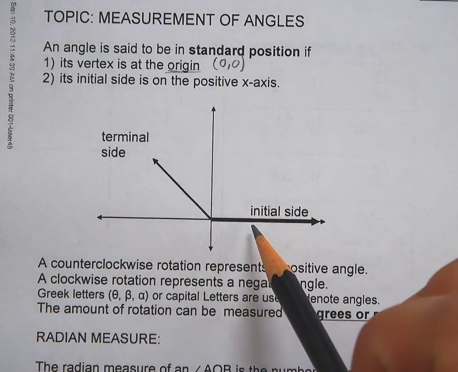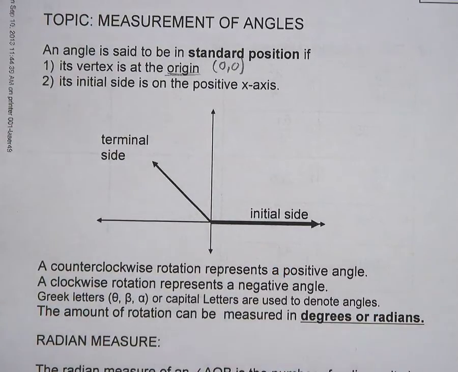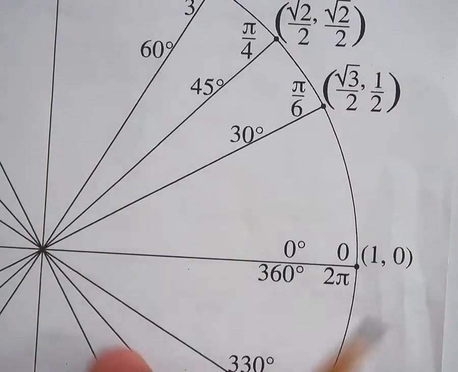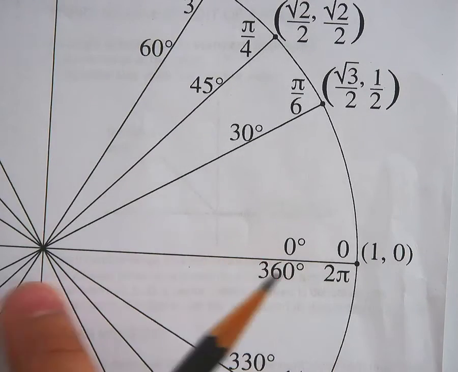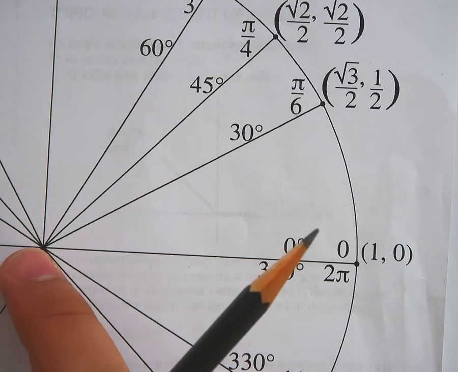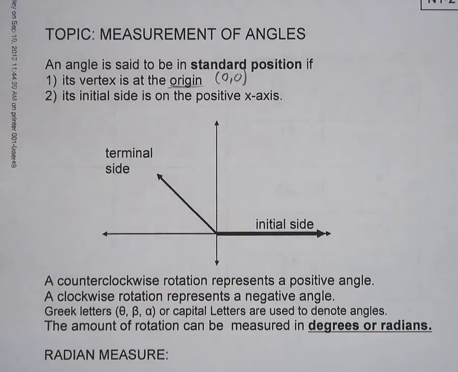Remember we talked about our unit circle a little while ago? The initial side was over on that x-axis. Like this one right here, we call this the initial side. That means this is the origin.